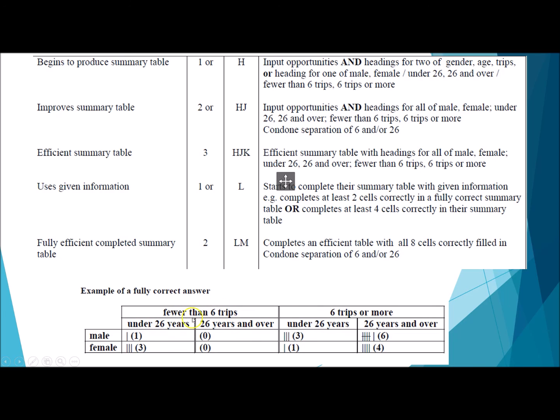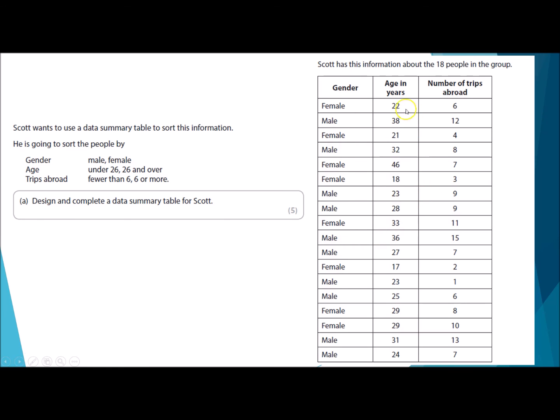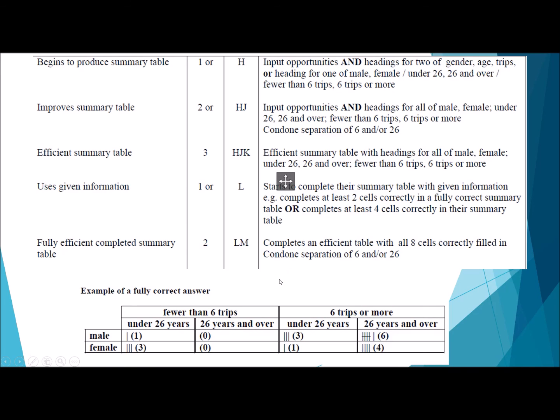Now you could have chosen to swap the male and female for the age. So you could have the fewer than 6 trips and then this part here to say male and this part here to say female. And then the under 26 and the 26 and over to go here. So again, there's lots of different ways to do it. And then they've chosen to use a tally and then to put the numbers afterwards. If you are completing the table, it is a good idea just to check by adding up whether the total number of people you've put into your table is actually the right total number of people from counting the 18 people from here. So just to make sure it's all done correctly.